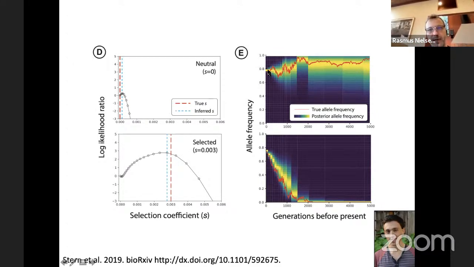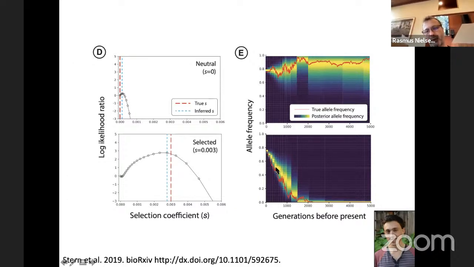And this is the neutral case. What we have in red is the actual trajectory the mutation went through when we simulated it. And in yellow is our inference of what the allele frequency was back in time. And this is for the selected case. There's been a strong increase in allele frequency to the present. This is the present, this is back in time. And the red is the true trajectory.